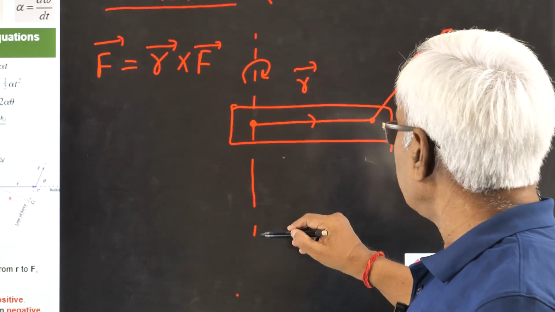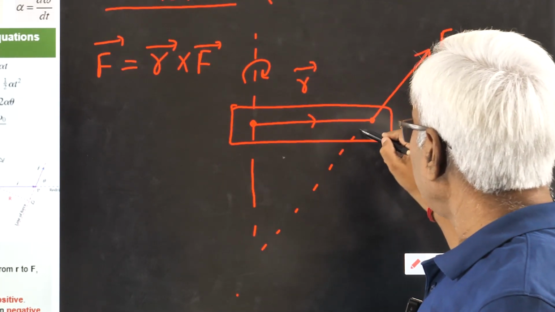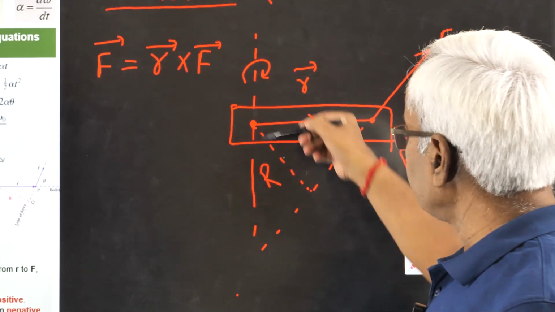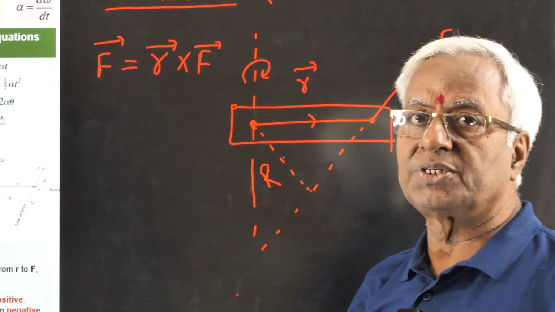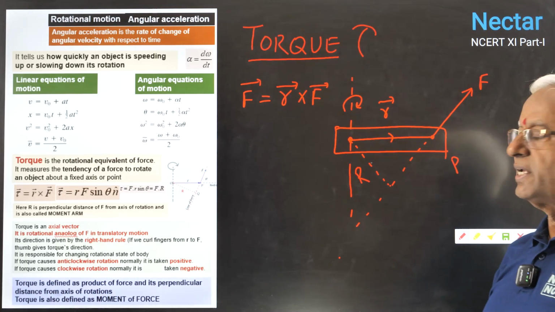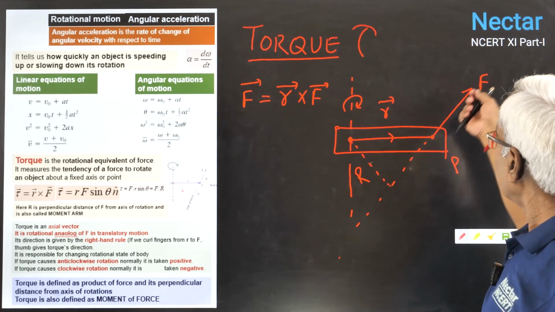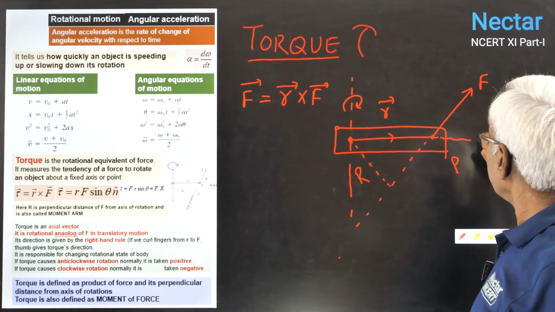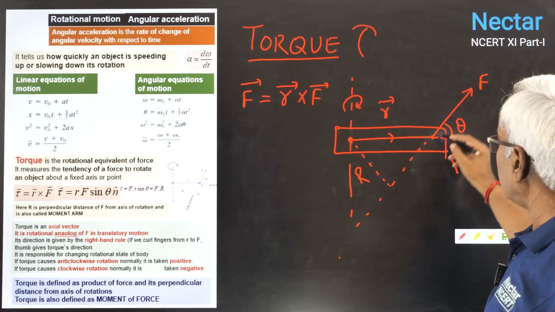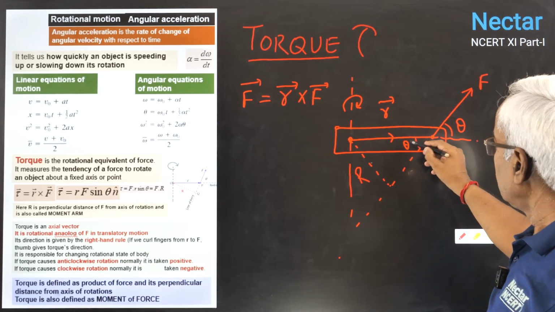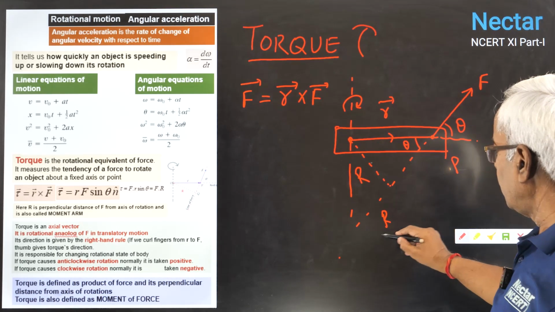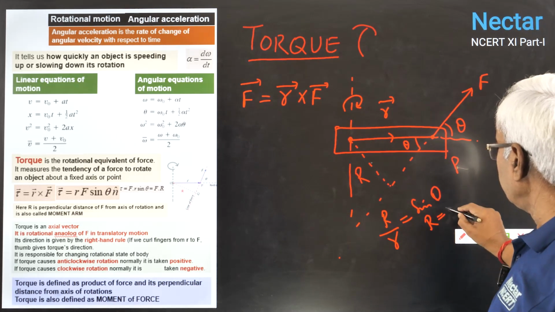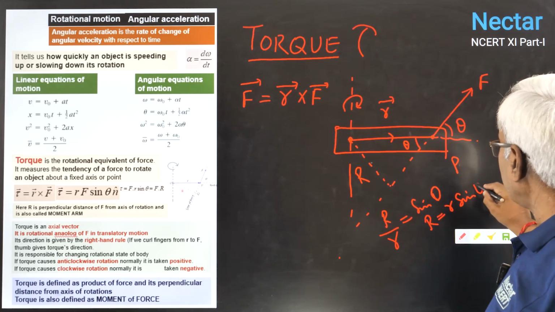Now a little geometrical change in this figure. Draw a perpendicular from the axis. This is known as the perpendicular distance between the axis of rotation and the force. See, this angle is theta. This will also be theta. And from that point of view, you find here capital R upon r equal to sine theta. Capital R you get equal to r sine theta.